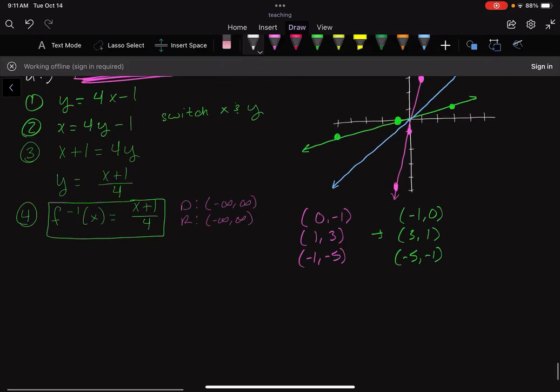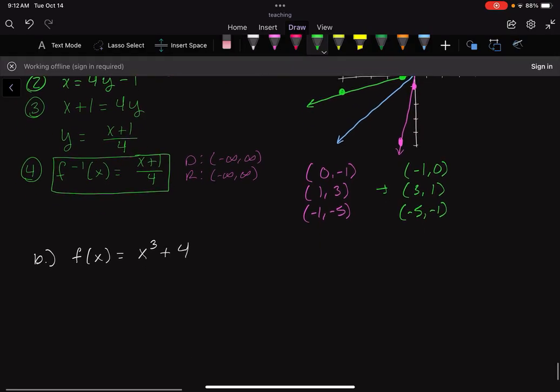Let's do another, just like finding the inverse function. I probably won't worry about graphing this one, but you could if you wanted to. Let's do f of x equals, let's do a little bit harder of one, x cubed plus 4. We'll just leave it there. x cubed plus 4.